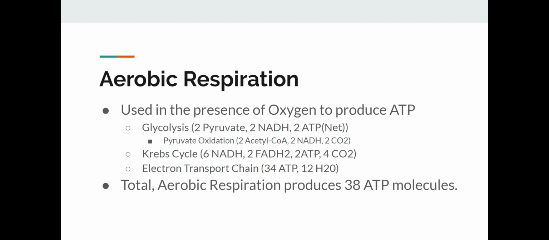Aerobic respiration is used in the presence of oxygen to produce ATP. Glycolysis produces 2-pyruvate, 2-NADH, and 2-ATP, net gain. Pyruvate oxidation is used to convert the 2-pyruvate into 2-acetyl-CoA, 2-NADH, and 2 carbon dioxide molecules. The Krebs cycle produces 6-NADH, 2-FADH2, 2-ATP, and 4 carbon dioxide molecules. Electron transport chain produces 34 ATP and 12 H2O molecules. Total aerobic respiration produces 38 ATP molecules.